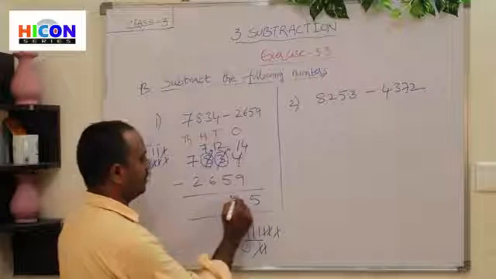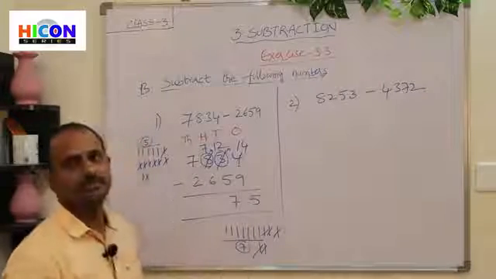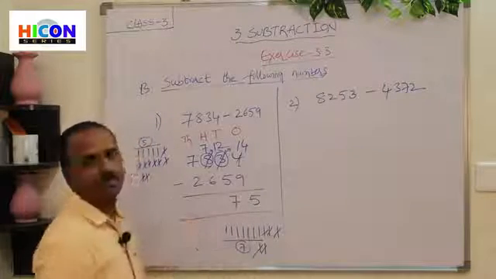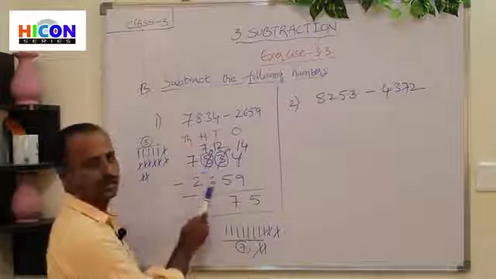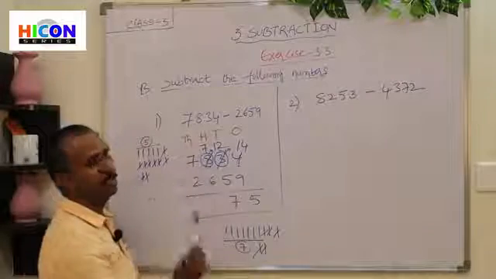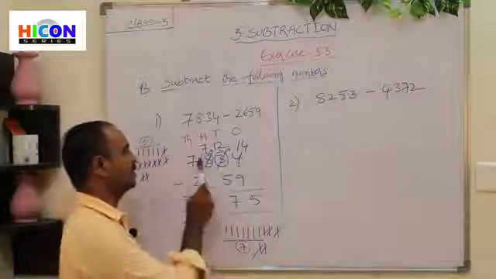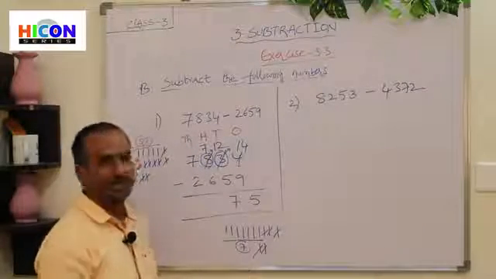So write 7 under the tens place. Next you go to the hundreds place. What are the digits present in the hundreds place? 7 and 6. The first number is 7 and the second number is 6. Subtract 6 from this 7. So the first number is 7.